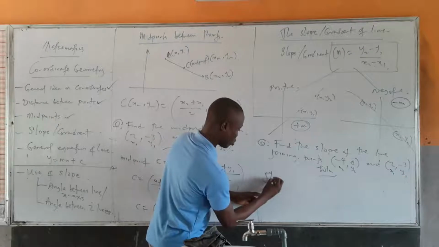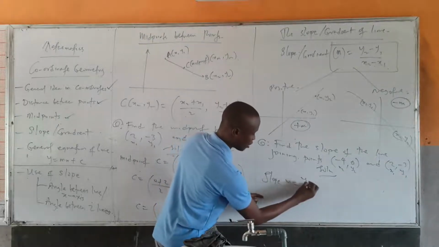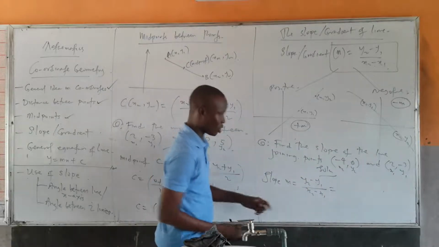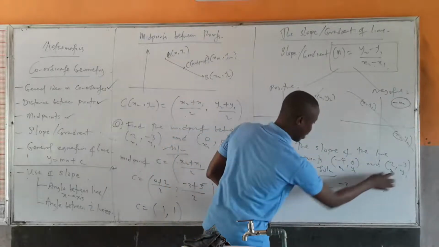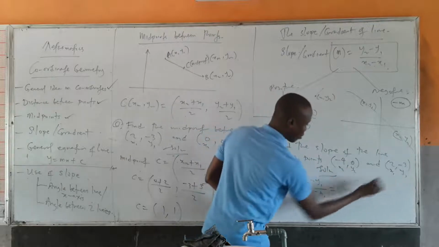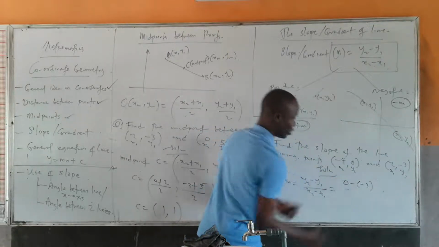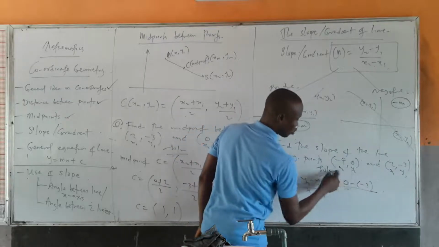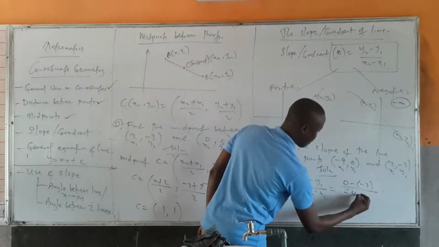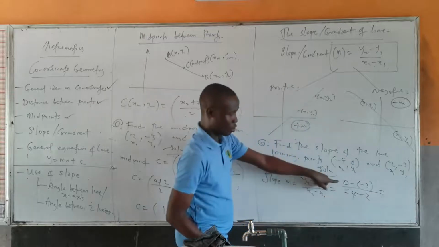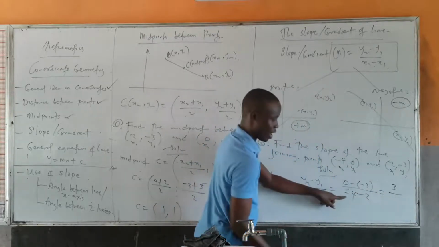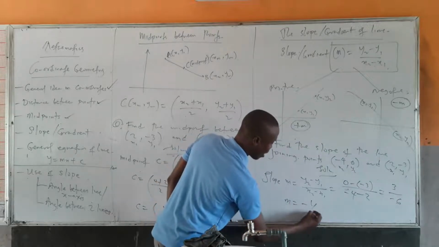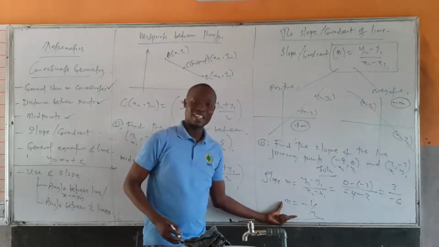So the slope m will be what? y2 minus y1 over x2 minus x1. And what would that give you? y2 minus y1, that's 0 minus 3, divided by x2 minus x1, which is minus 4 minus 2. So up here I have 3, down here I have minus 6. So that means the slope m is minus half.